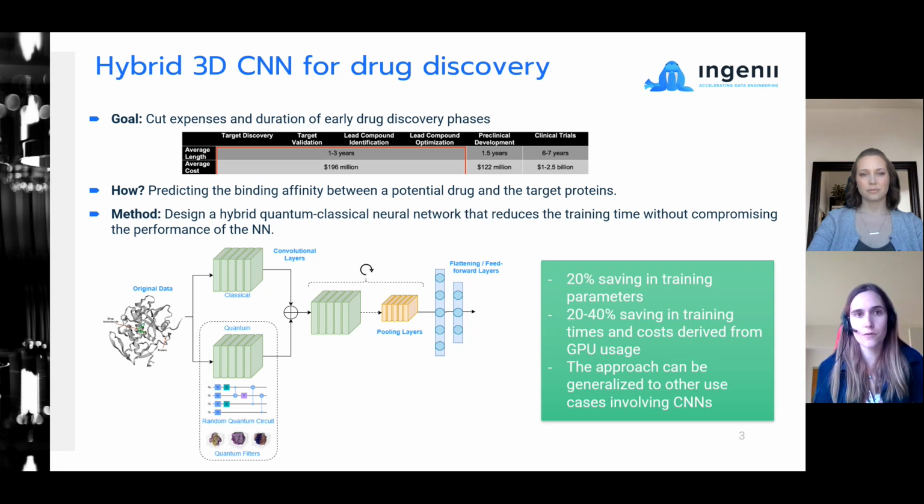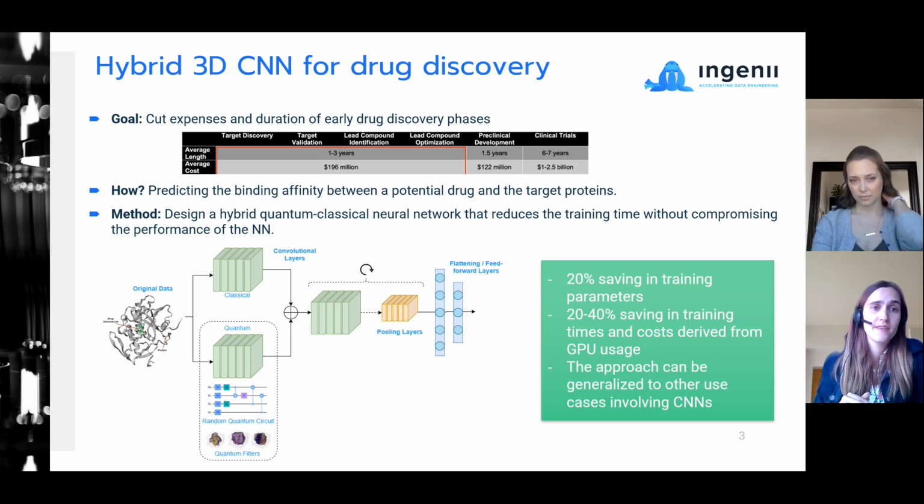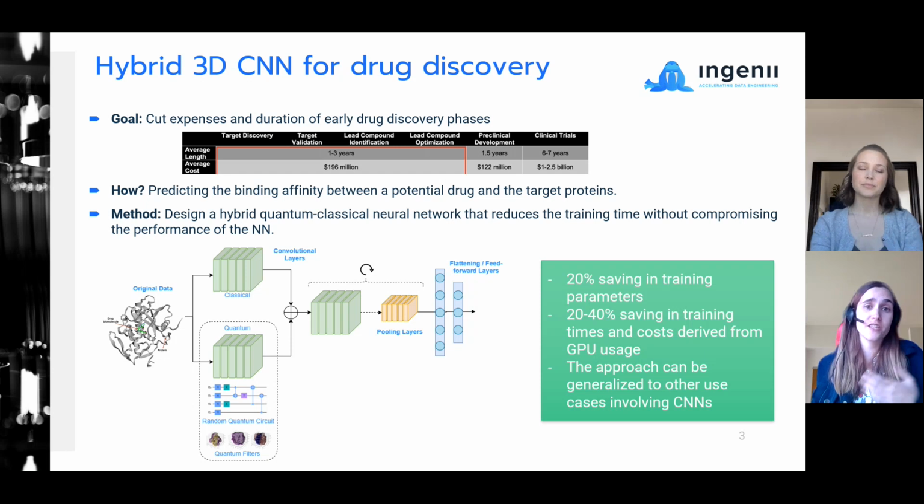And this is the ultimate goal in drug discovery. There are a lot of things that we could look at within target validation, and we focused on predicting the binding affinity between a potential drug and the target proteins. This means that when you have a new drug, you want it to bind the protein selectively so that it can perform its function without producing side effects.